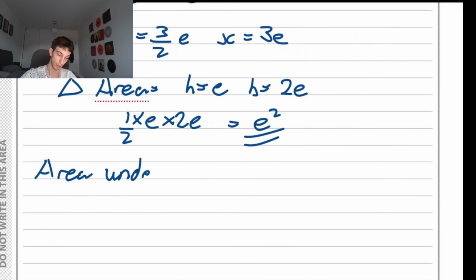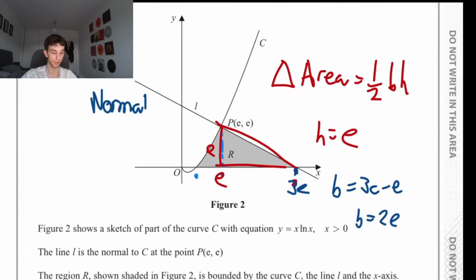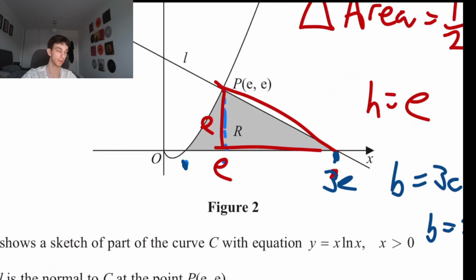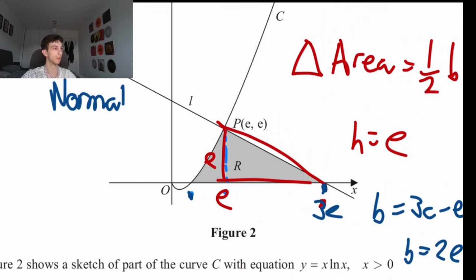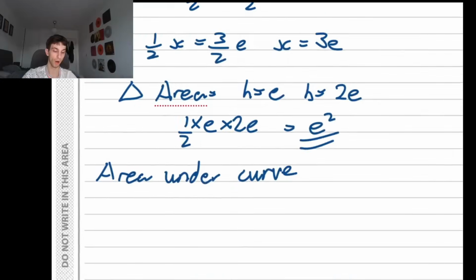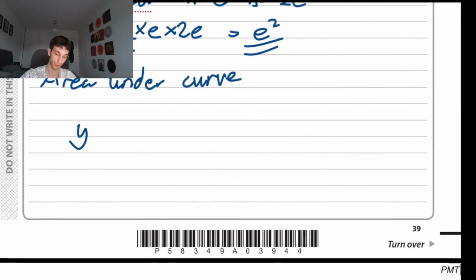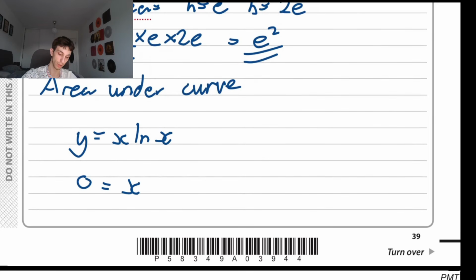Now to find the area under the curve, we're going to have to use a definite integral. We already know that the upper limit of this definite integral will be e, but we need to find the lower limit. Well, we can see the lower limit is where our curve C crosses the x-axis. So we have curve C, which is y equals x ln x. We care about where this crosses the x-axis, so we set y equal to 0. So we have 0 equals x ln x.